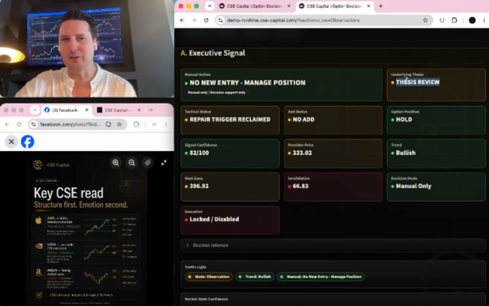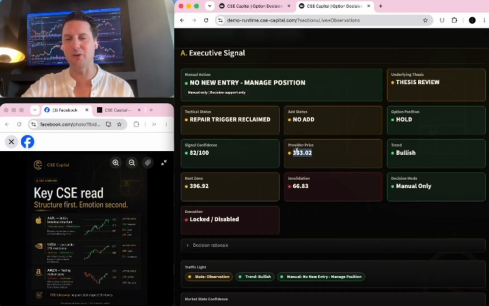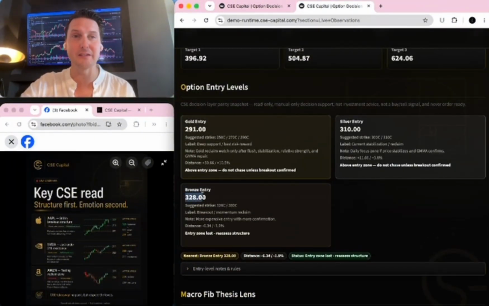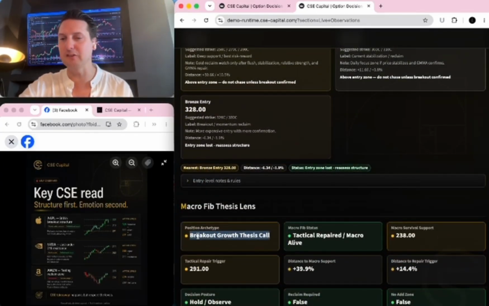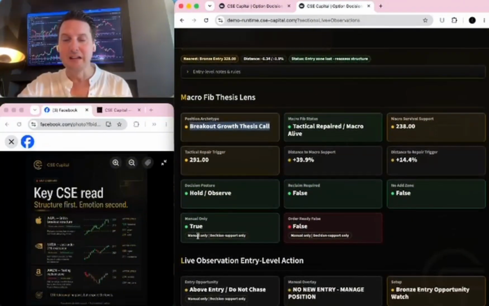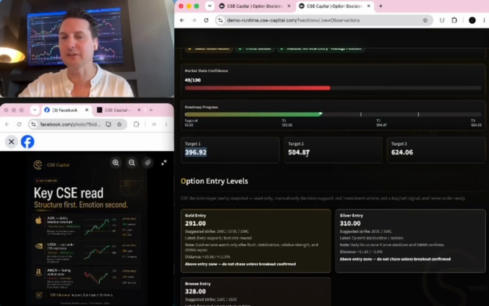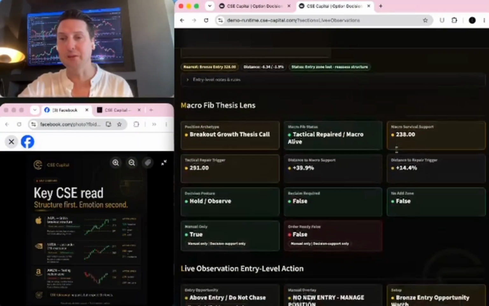But why is the thesis under review? Well, we are in a growth thesis, and actually we broke out of the thesis again because we are on 333, and our bronze entry level is 328. So we are actually above the bronze entry level. So we are in breakout growth thesis. This is interesting because now we can look further away. What are the next targets? 396, 504, 624. These are huge targets, I know, but I will explain you later how we calculate those.